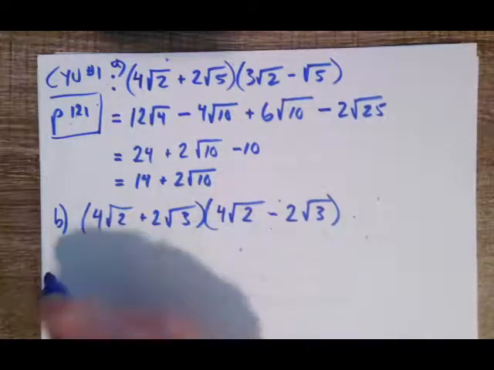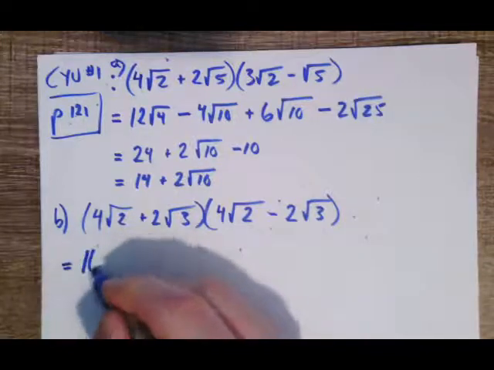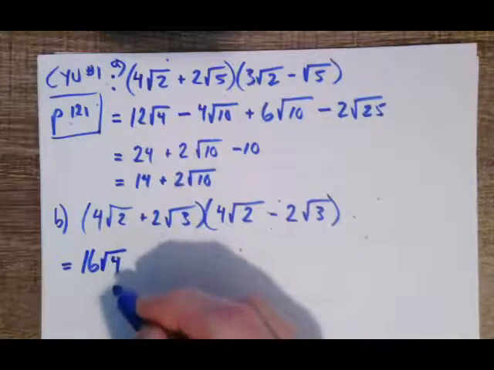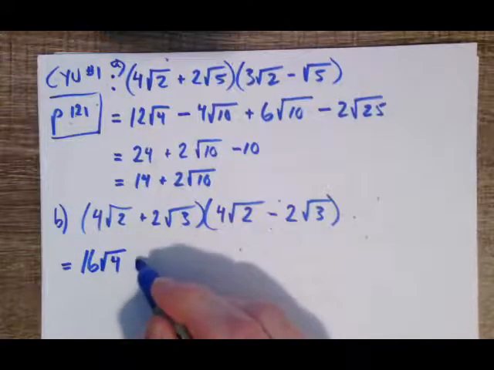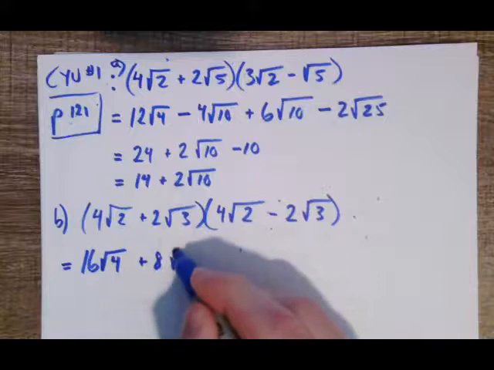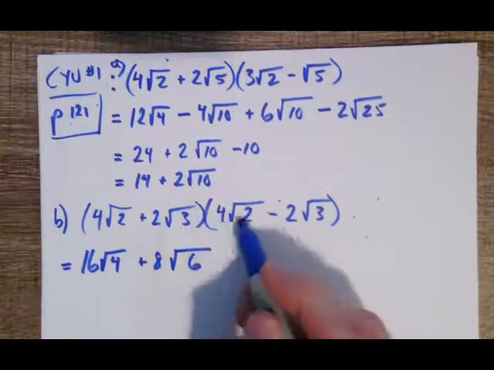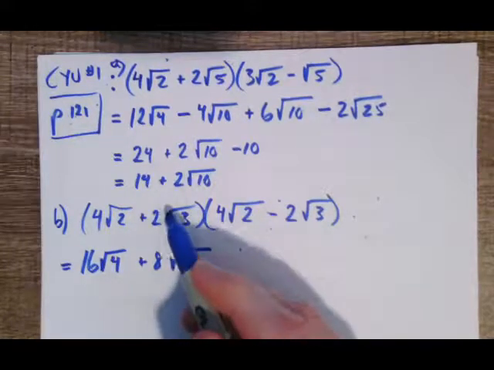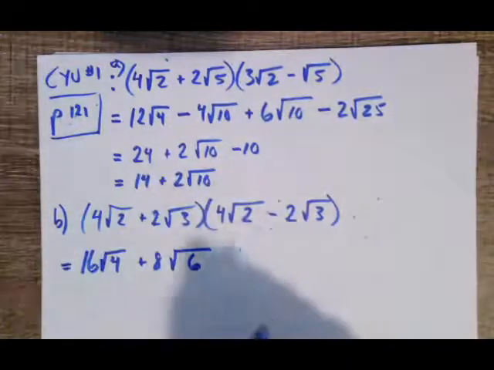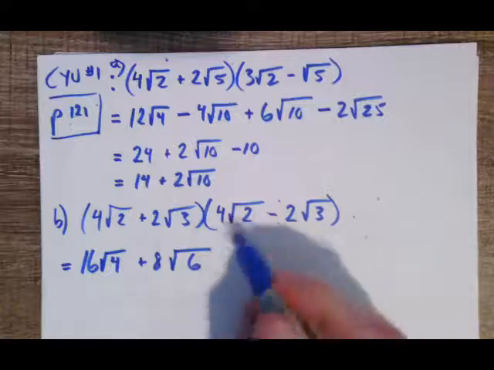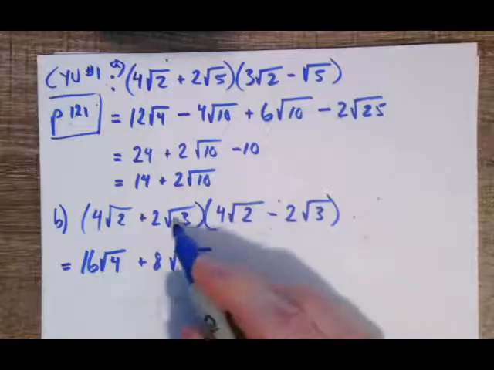Anyways, 4 root 2 times 4 root 2 is 16 root 4. 2 root 3 times 4 root 2 is 8 root 6. Remember, if the insides are different, you can multiply them, but you can't if the index is different. If this was cube root 3, square root 2, you can't multiply them. They would just be right next to each other, kind of the way an x and a y would be.